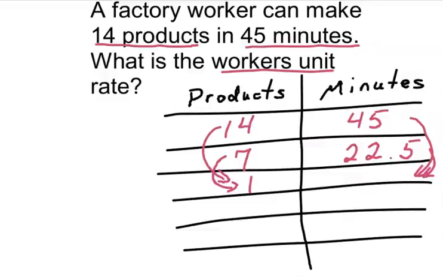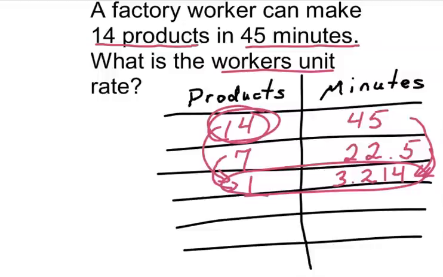But regardless, let's just say we're doing the 14. 14 divided by 14 will give us 1. So then we do 45 divided by 14, and that's going to give us 3.214. Okay, so basically here's our unit rate. It's going to take 3.214 minutes per product. All right, and that's how we find the unit rate. We just scale this down so that it is a 1. All right, that's all you have to do.